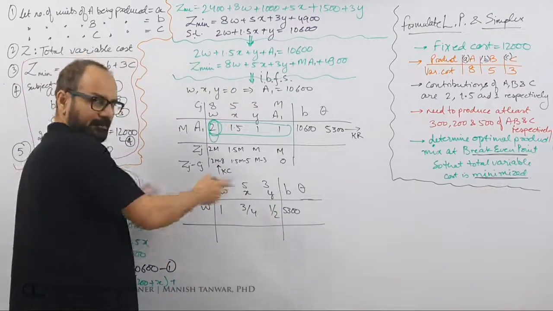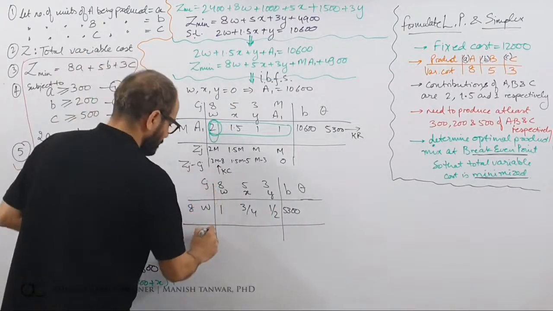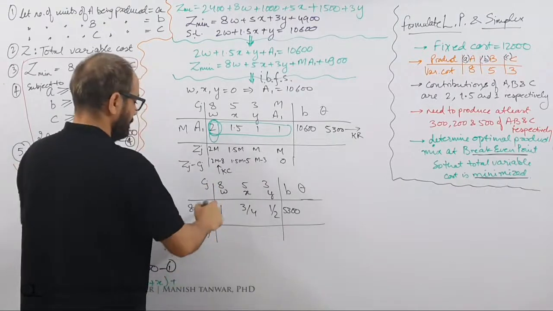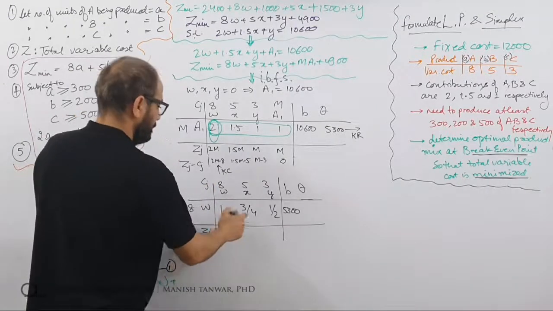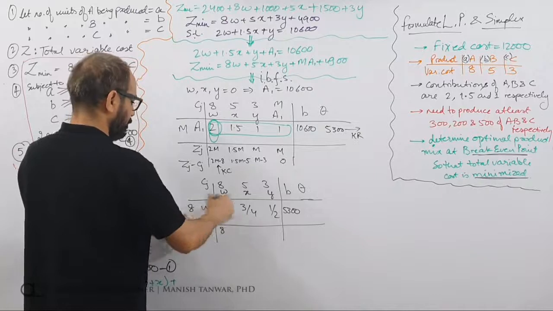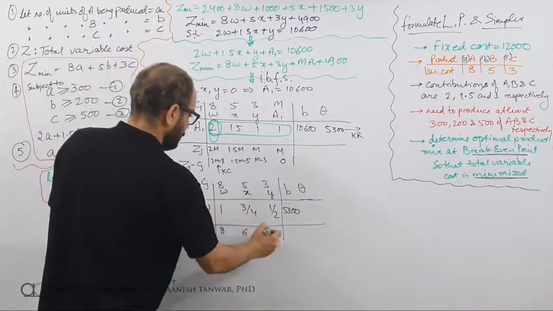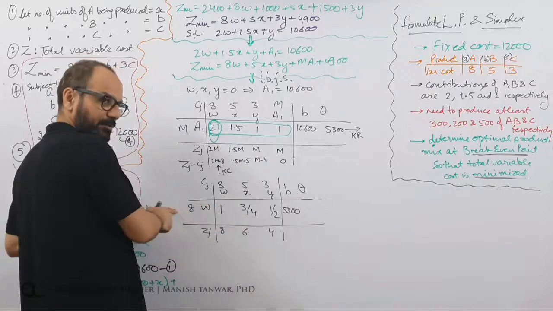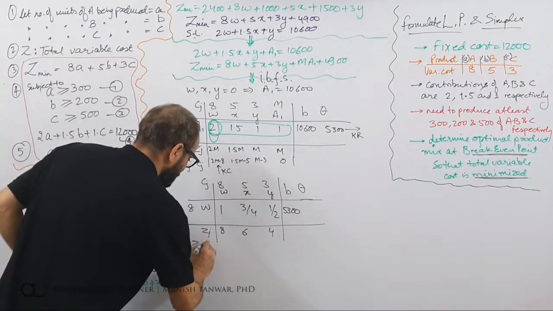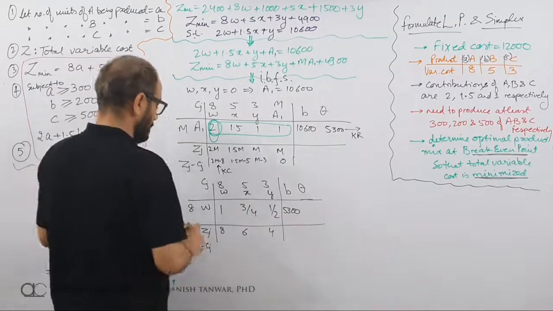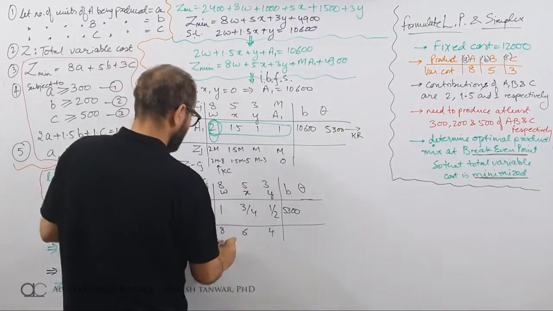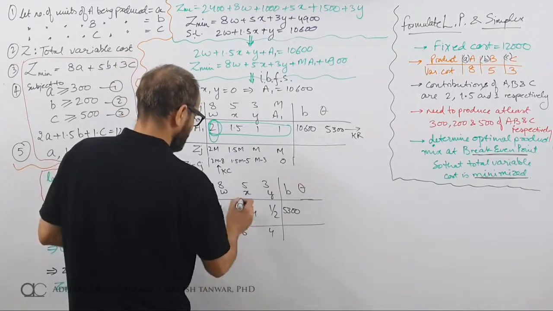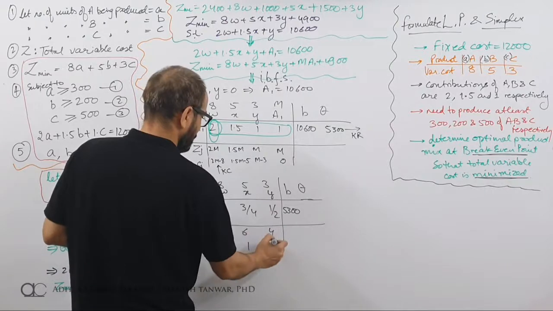I have 8. Can I find Cj's? I have Zj. Can I find out Zj? This will give me 8. 3 by 4 into 8, 4, 2, 6, 4. So, I have my Zj's. 3 by 4 into 8. 1 by 2 into 8. Then I will be having Zj minus Cj. Zj minus Cj would be 8 minus 8, 0. 6 minus 5, 1. 4 minus 3, 1.